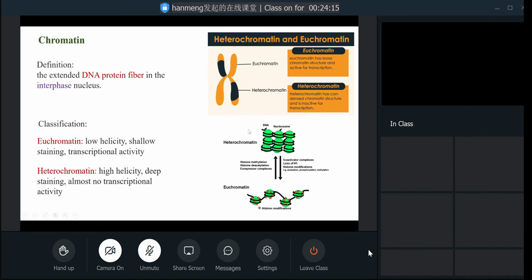From the lower picture, you can see in the heterochromatin the DNA is packaged tightly with the histone. So the DNA sequence can't be used as a template for transcription. But the euchromatin, due to histone modification, changes its structure and the DNA sequence is released from the histone. Then it can be used as a template to transcribe.